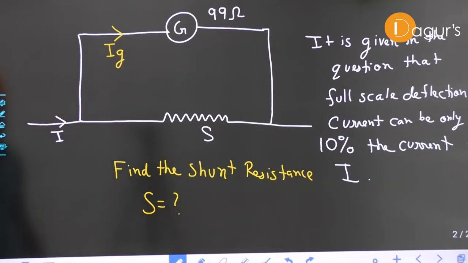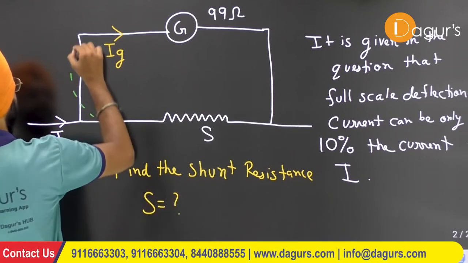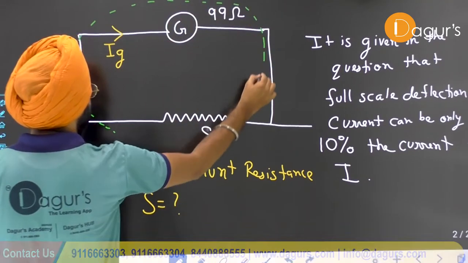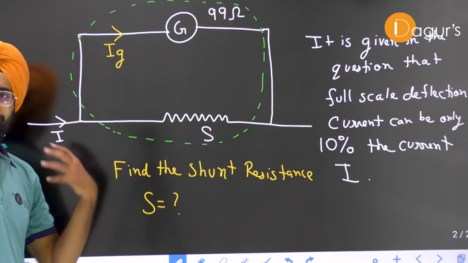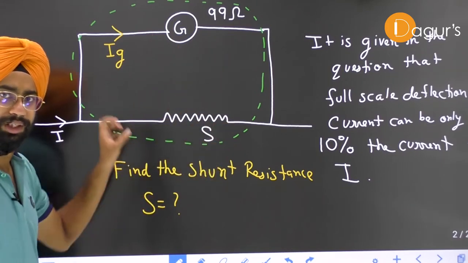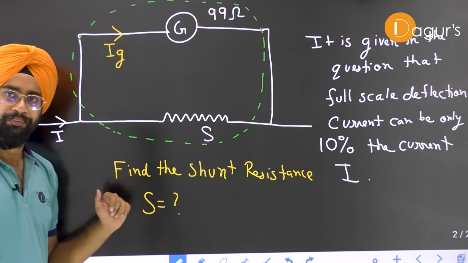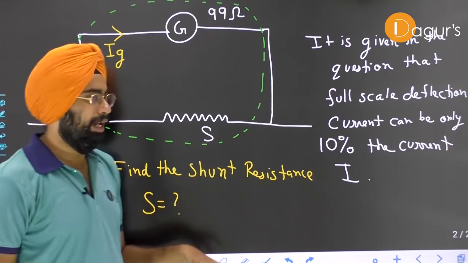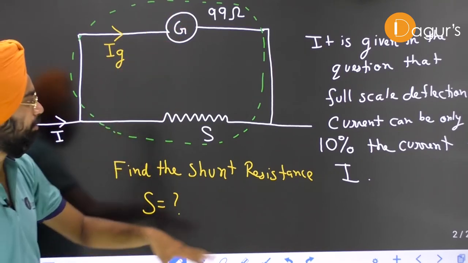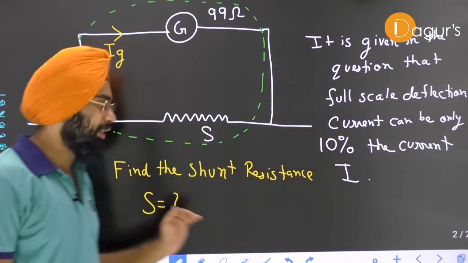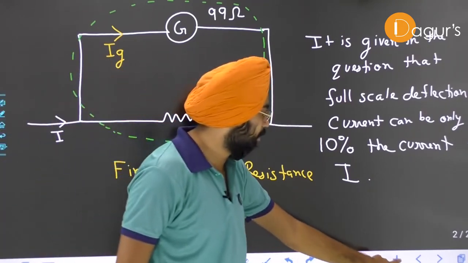Now let's start our question. This complete part, the galvanometer and the shunt which is connected, is our ammeter, and the maximum current which can flow through this, or the range of the ammeter, is I. So current I is entering, and the full scale deflection current can only be 10% of the main current I which is entering the ammeter. So let's solve the question.